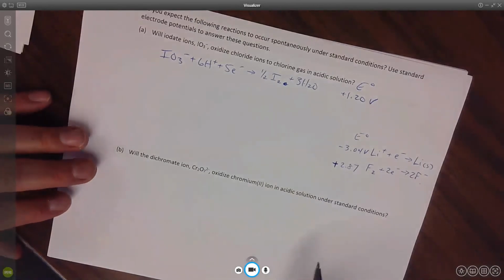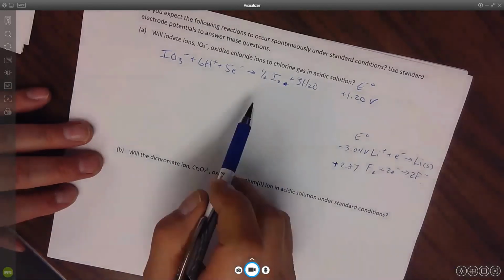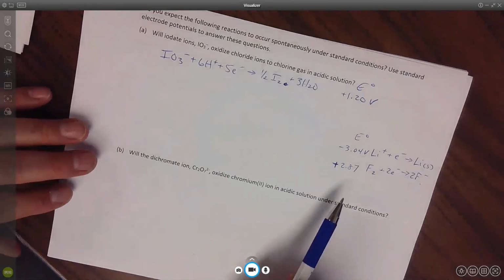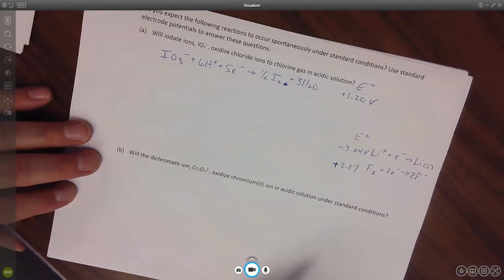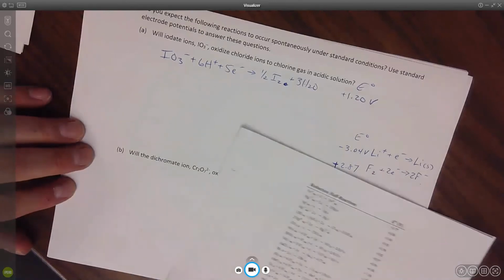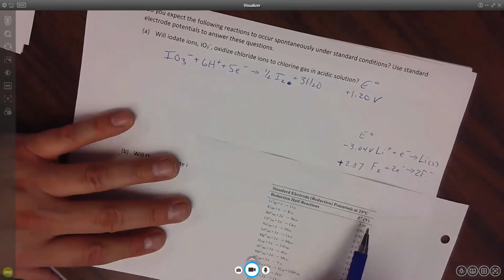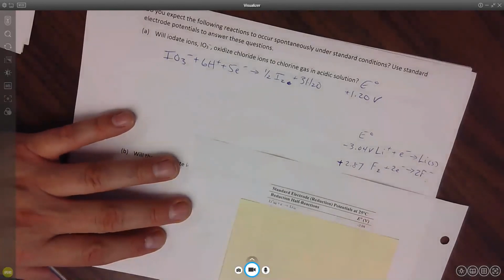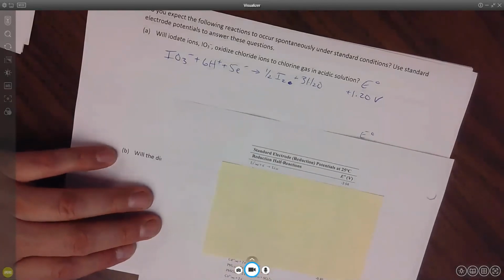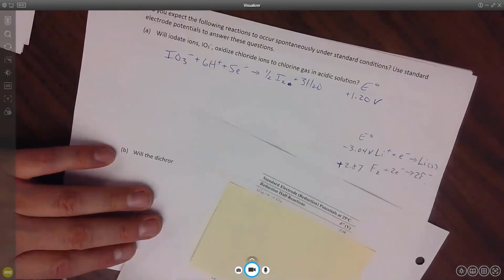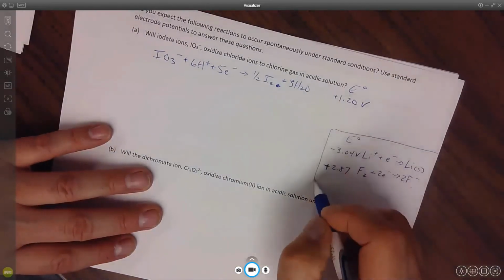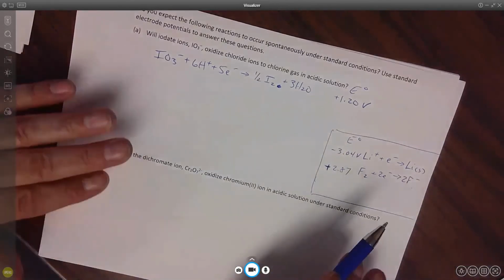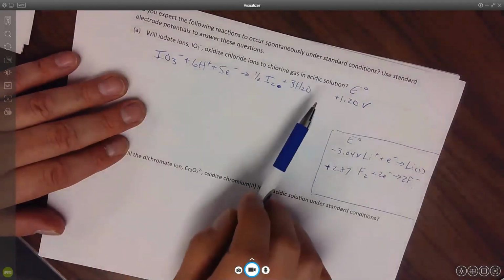So before I even look at the tables, in this case, we're looking for chlorine, right? Chlorine gas and chloride ions. Would I expect that to be a positive or a negative value? Wait, I have a quick question. Where did the lithium and fluorine come from? I'm just talking about this, totally separate from the problem, okay? I'm trying to get you to understand what these values mean. You need to understand these values to answer these questions.